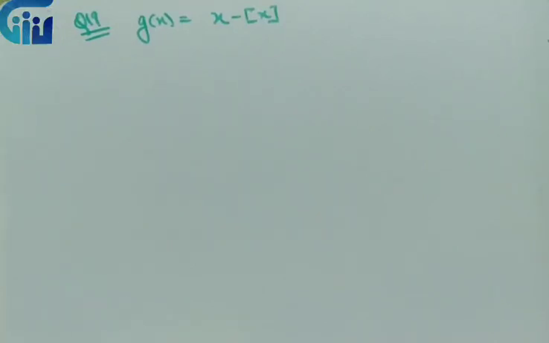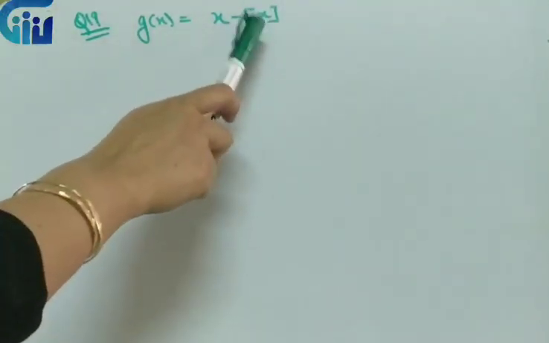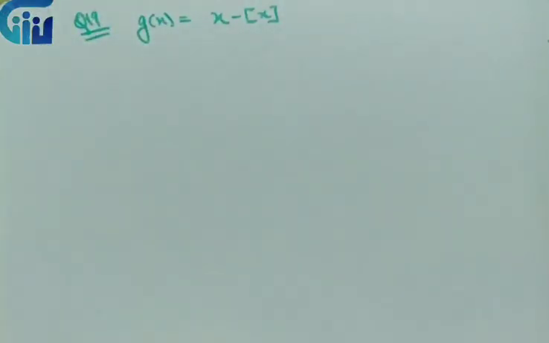The question says: show that the function defined by g(x) = x minus [x] is discontinuous at all integral points. It is very clearly written in the question that the square brackets represent the greatest integer less than or equal to x, right? Whenever the bracket comes with this explanation, only then are we supposed to take it as a greatest integer function, otherwise we treat it as a square bracket only.